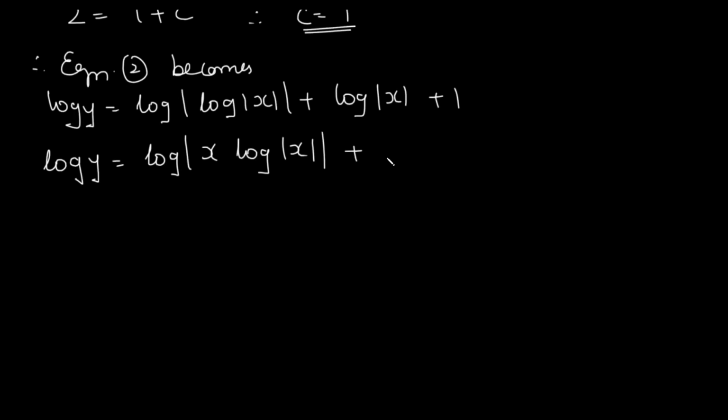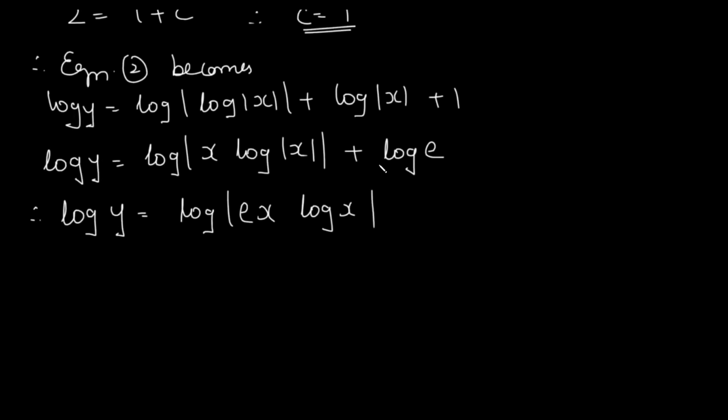Now observe, 1 can be written as log e. So we wrote it as log e. Now we can combine these two logs also together. So we get log y is equal to log of e x log x. As you can see, what has been done, both the logs have been combined because of the plus sign, they have been multiplied together. Now we can remove the outermost logs from both the sides. Therefore, we get y is equal to e x log x. And this is the answer which has been given in the textbook, that is it.